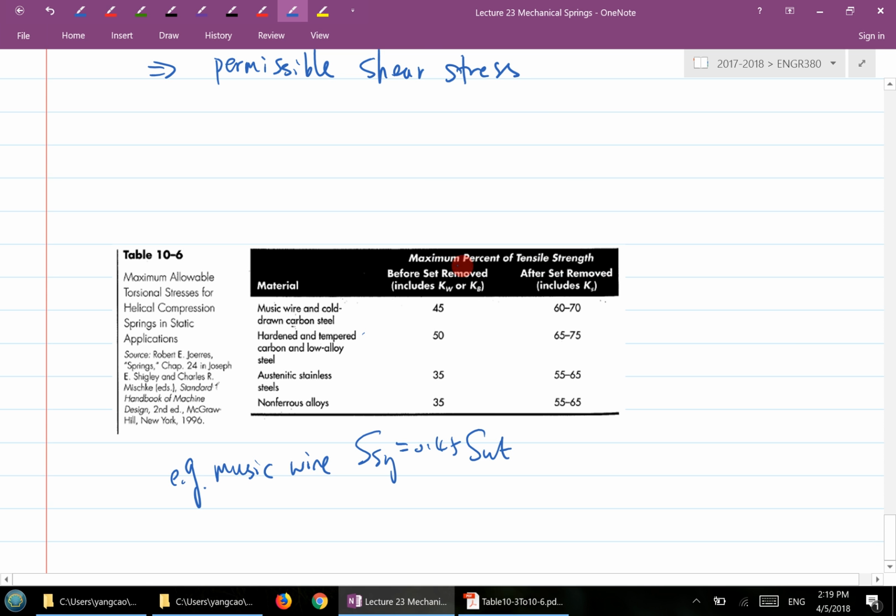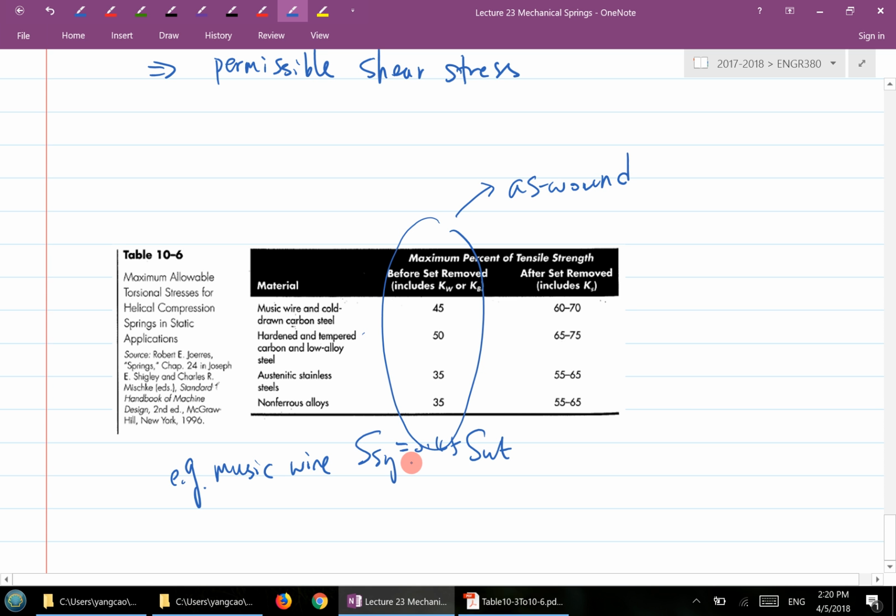Before set removal is essentially when you don't do any process to the spring. That's the before set removal column. Sometimes this column is also called as wound. So just wind it up as it is, without any further process. So this column could also be called as wound spring. If you're given a question, the question will specifically let you know what type of spring you are dealing with. If it's an as wound spring, then you're essentially picking up a number from this column here.